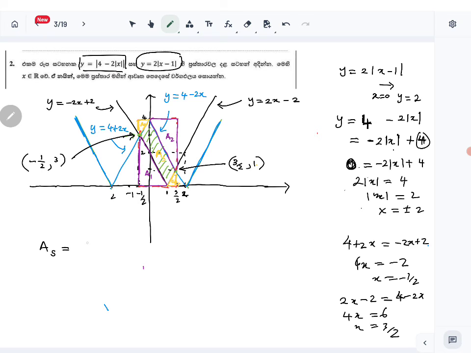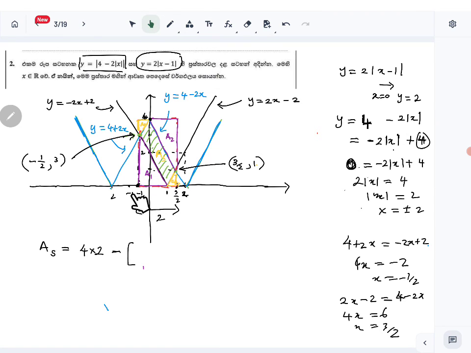So what is the length of this rectangle? Let's see. This point is minus half. This point is 3/2. So what is that length? 2, no? That is 2. Height is what? Height is 4. The y value is 4, no? Up here. So 4 into 2. That is the rectangle area. From that rectangle area, you have to get rid of these triangles.